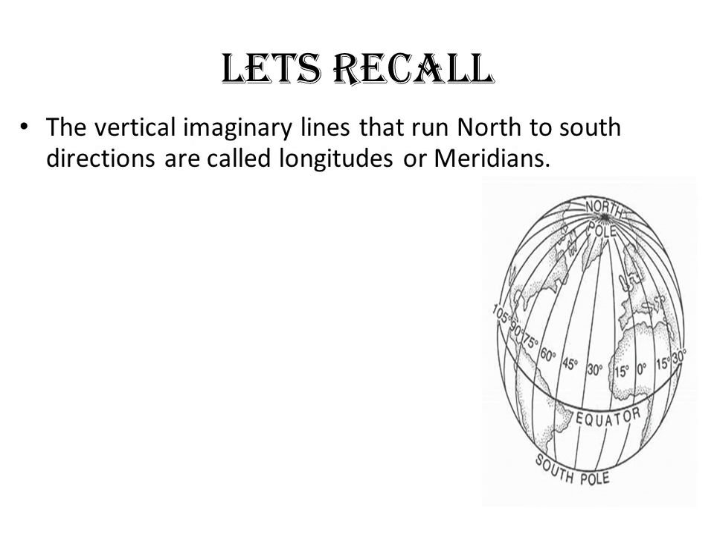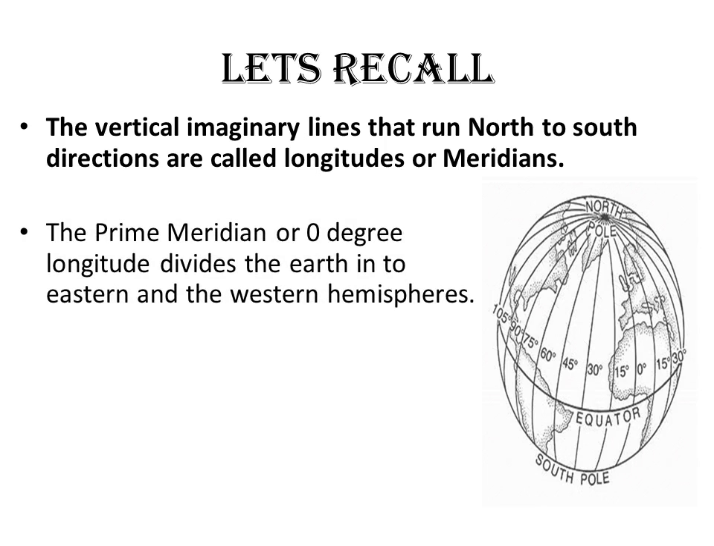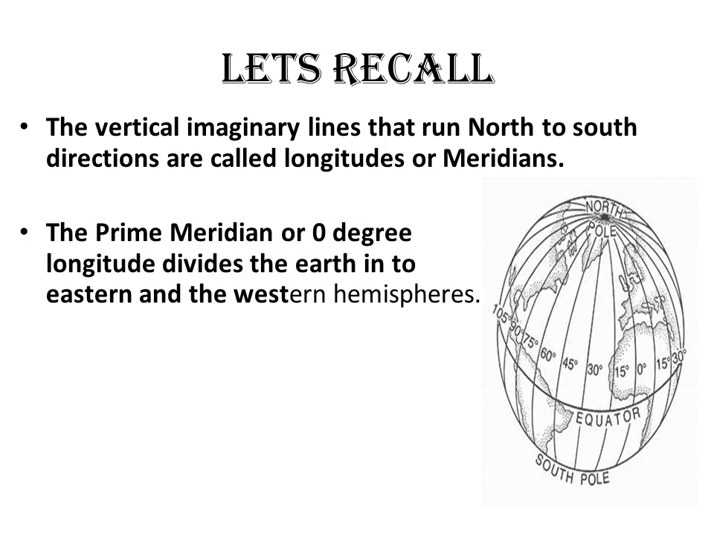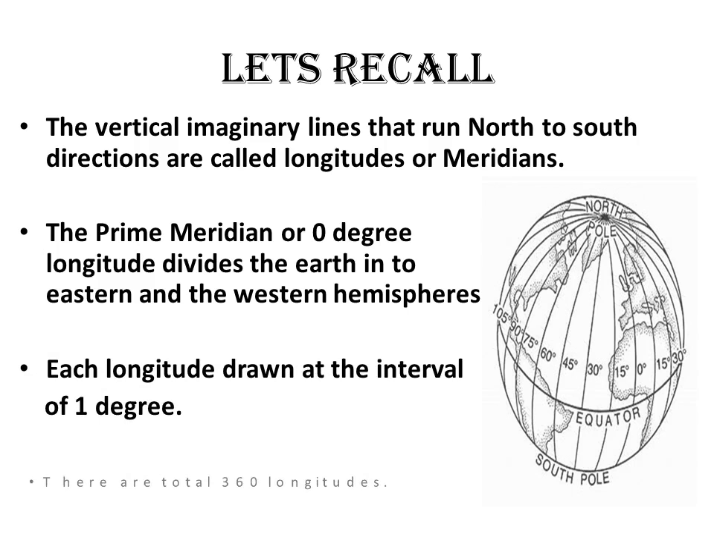The vertical imaginary lines that run in north to south directions are called longitudes or meridians. The prime meridian, or 0-degree longitude, divides the earth into eastern and western hemispheres. Each longitude is drawn at an interval of 1 degree, and there are a total of 360 longitudes.